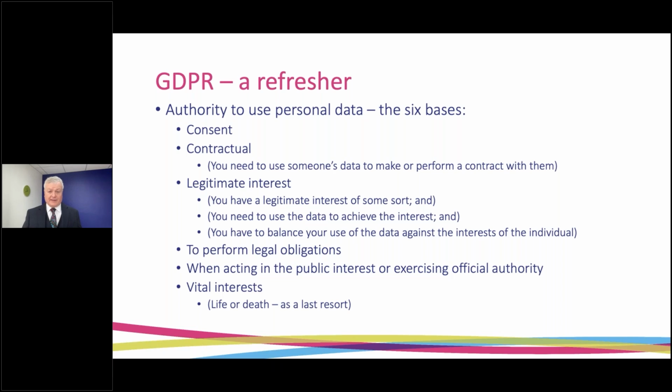Another one is acting in the public interest or exercising official authority, which is again useful and relevant, but it is actually surprisingly limited in its scope. And the last of the six is vital interest, which is basically a last resort if it's a matter of life and death. Going back to the first of those, consent, the thing you always have to remember about using consent as the basis for using somebody's personal data is that they can revoke that consent at any time, in which case you've no longer got any right to use their data.